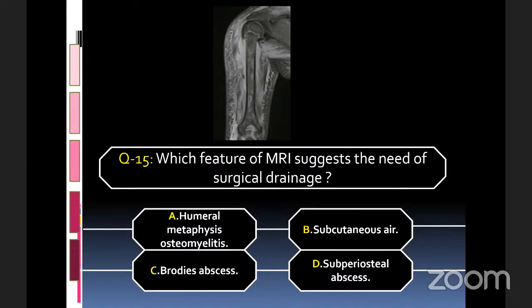Now this is a panosseous osteomyelitis. So if you happen to treat this kind of disease, you drain the subperiosteal abscess, make a small window and use the Gigli saw wire. And I have doubts that this child might also have septic elbow below, because in the elbow joint also there is some collection. So this is an extensive disease. Next question.